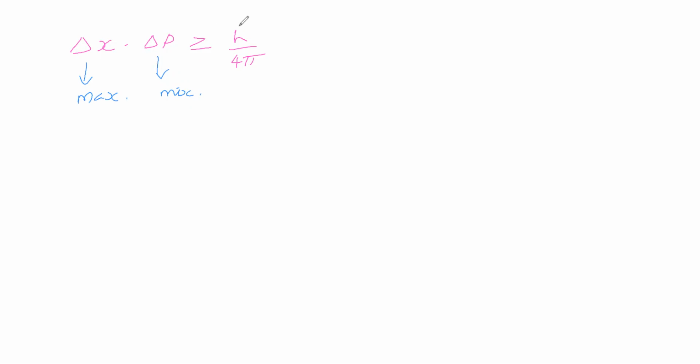Then we have to take equal to. Therefore, delta x into delta p is equal to h by 4 pi we can say. Because one is maximum, the other is minimum, the product is a constant, therefore equal to h by 4 pi.